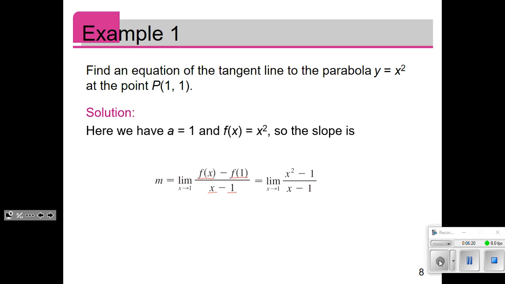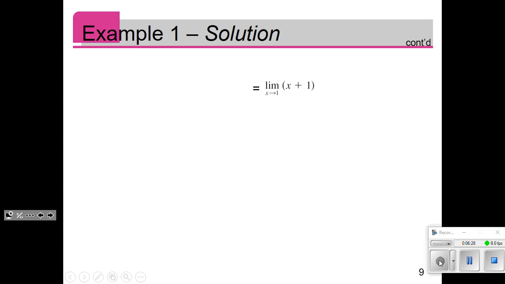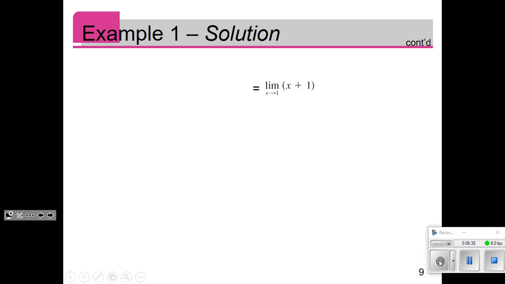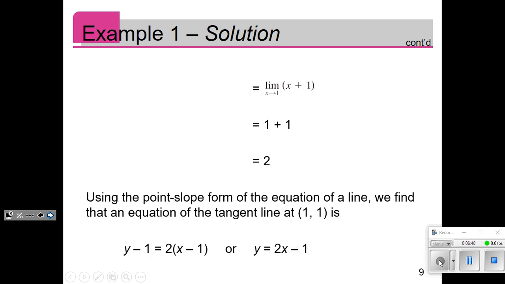So what's going to happen here is we're going to factor the top. We've got to solve this limit. So they factored the top. Then what happens? You can cancel, right? I go back here. You can cancel those. So then you're just left with the limit as x approaches 1 of x plus 1, which is obviously going to be 2. So then 2 is the slope of my line. Using the point slope form of the equation of the line, we find that an equation of the tangent line is blah, blah, blah.